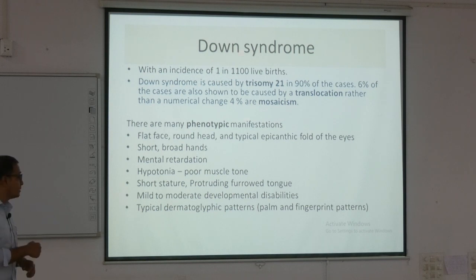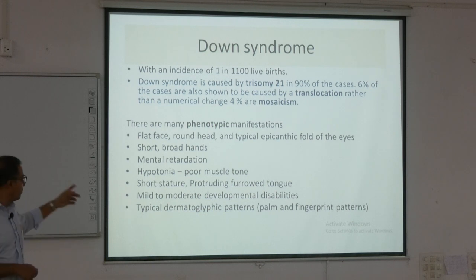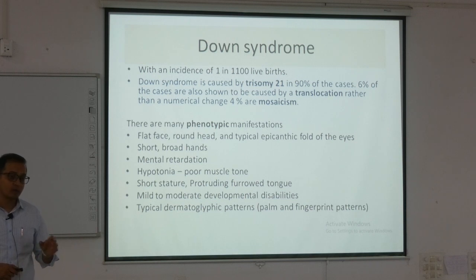Now, Down syndrome is quite high in incidence: in every 1100 live births, we get an individual with Down syndrome. Now, how do these persons look? We have to know about this look-alike. We call them phenotypic features. So, physically, how do they look?